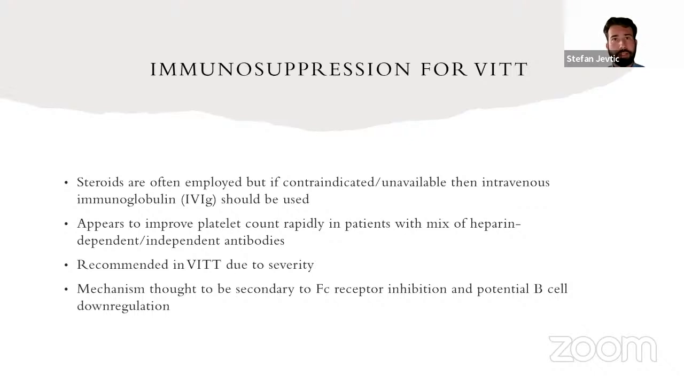The second prong for management of VITT, along with anticoagulation, is immunosuppression, because we know that VITT is an antibody-mediated process. Steroids to help dampen that antibody production are necessary. And if contraindicated, then intravenous immunoglobulin is recommended. There are multiple case reports and studies from autoimmune HIT that have shown IVIG can improve the platelet count much more rapidly than anticoagulation alone. Because VITT is such a severe reaction, IVIG is strongly recommended and has been shown to be beneficial. The mechanism is thought to be inhibiting that immune complex activation through the Fc receptor, but also potentially through downregulation of B cells and that antibody production.